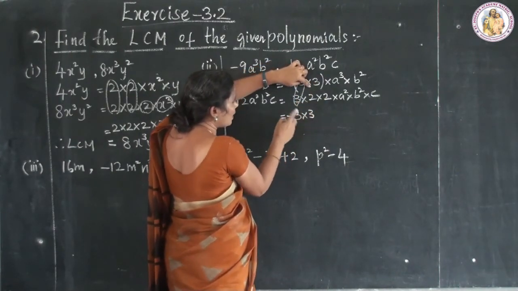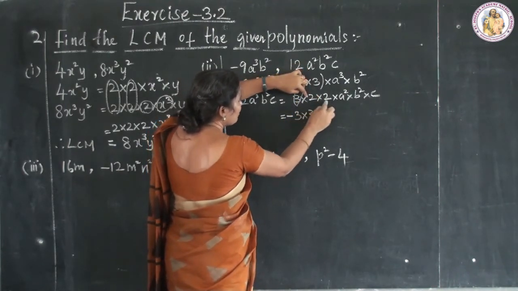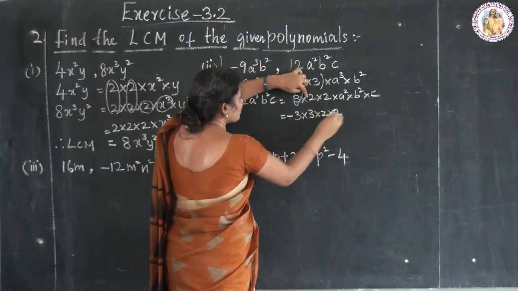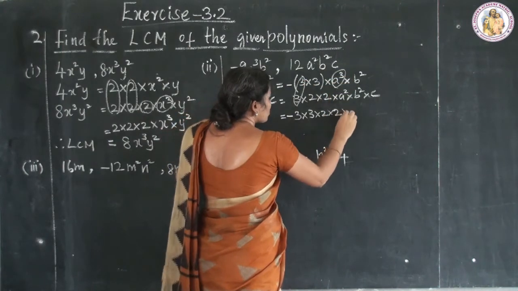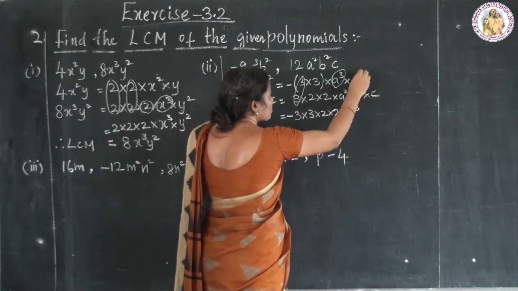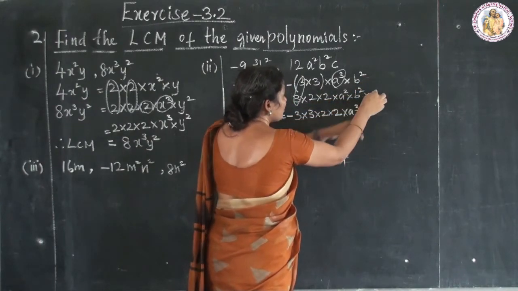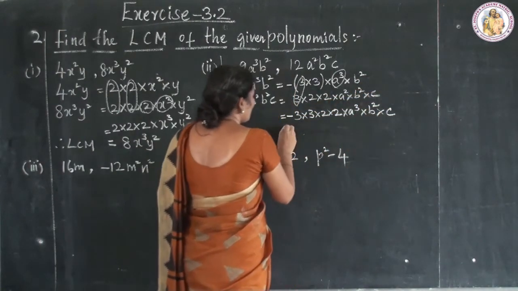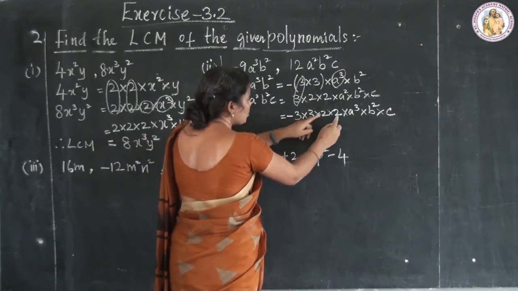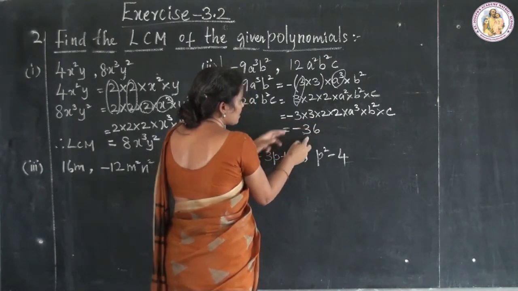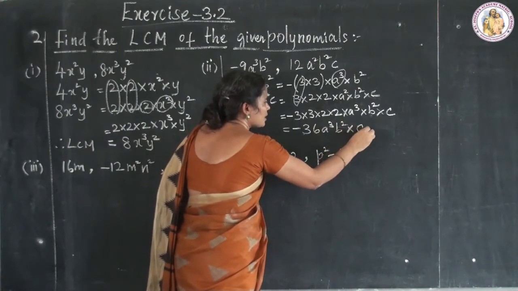Even if we have it one time, we have to write that number also. 3 into 3. And here we have 2 into 2, and a cube. Here b square. Take the highest degree, so a cube and b square. And here we don't have c, but you still have to take c. Multiply 3 into 3, 9. 9 2s are 18. 18 2s are 36. So it is 36 a cube b square c.